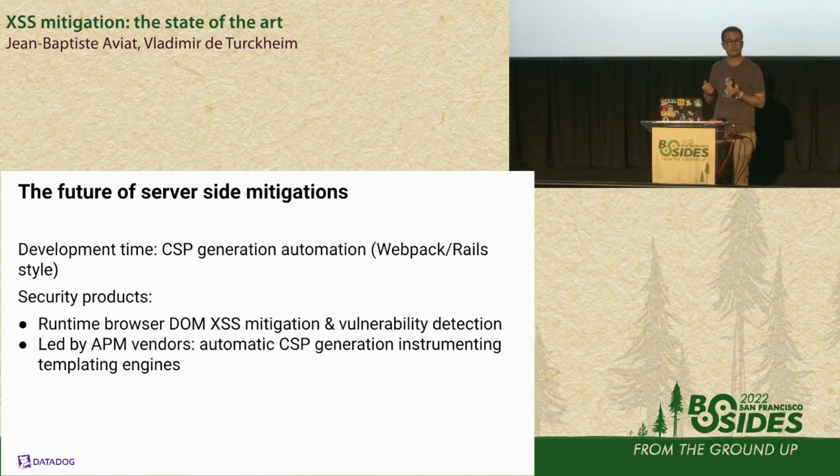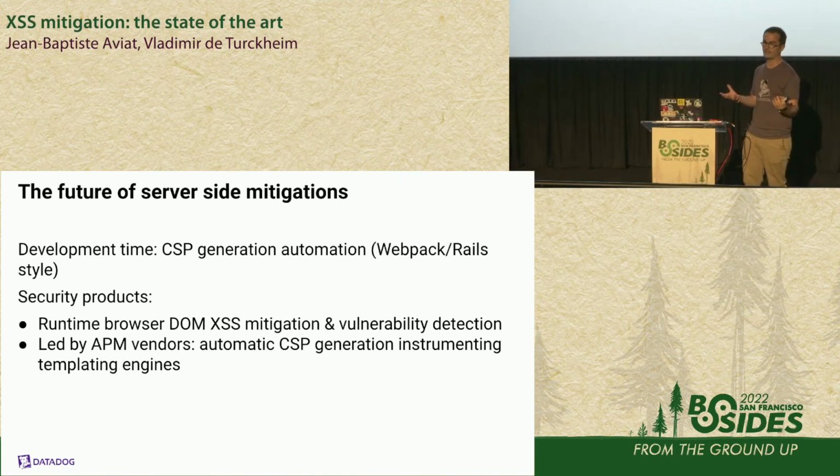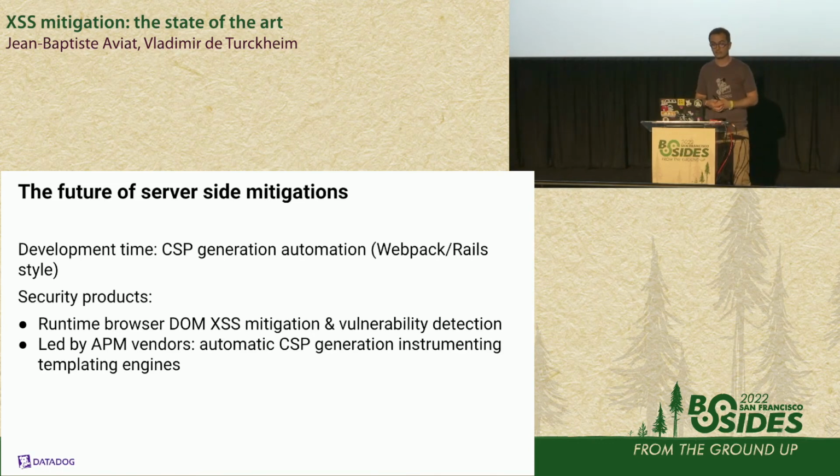At development time, obviously, you could pick a templating engine that will automate CSP generation. You already have similar things in Webpack, in Rails, in Django. For instance, in Rails, using secure headers with a well-defined templating engine that would automate most of the work for you. And then you have some security products. Something that I'm not really aware of, but that should come, and all the new browser APIs are making it much easier to implement. You could have DOM XSS protection at runtime in the browser, so that will really help. Also, it could work in detecting vulnerabilities.